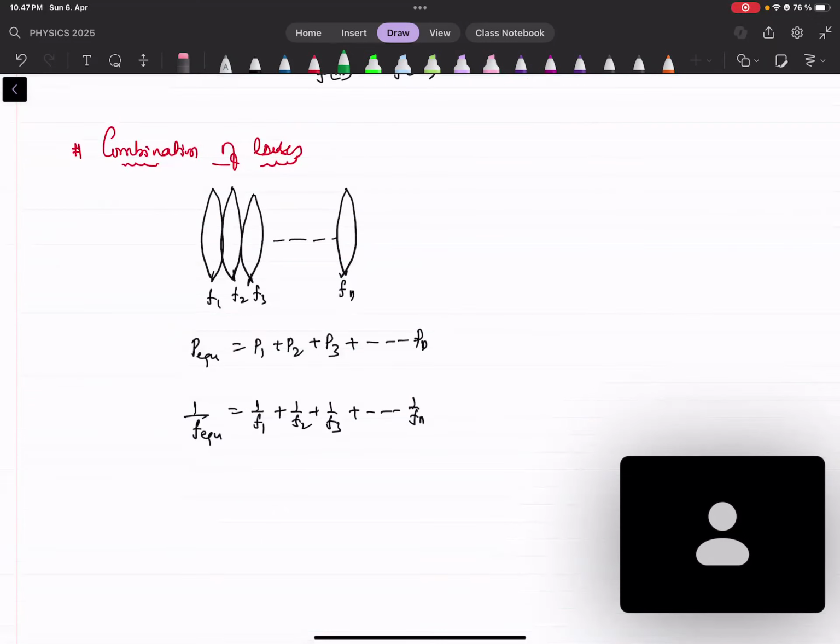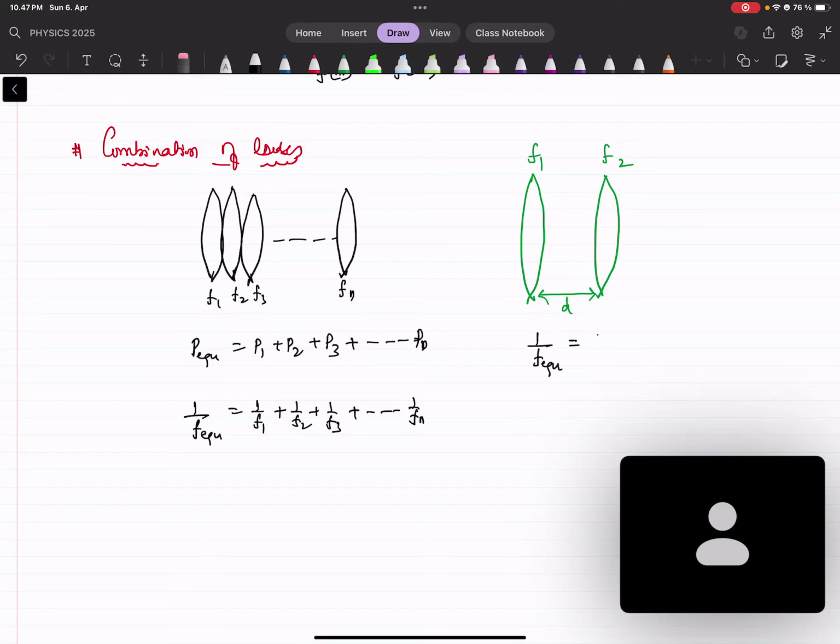Okay, the same way, if two lenses are separated by a certain distance, like this, the focal length of this one is f1, the focal length of this one is f2, and they are separated by a certain distance d. In that case, the effective focal length, 1 by f equivalent, will be equal to 1 by f1 plus 1 by f2 minus d divided by f1 into f2. This will be the effective focal length when they are separated by a certain distance d. Clear?